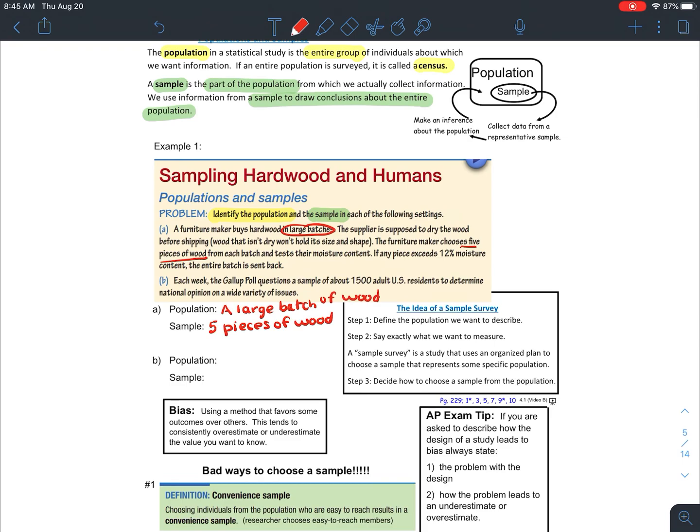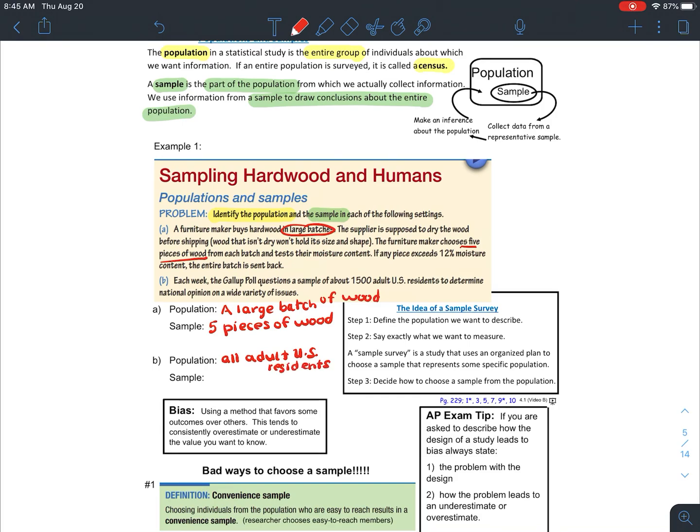Okay, reading on to the next example, it says each week the Gallup poll questions a sample of 1,500 adult U.S. residents to determine national opinion on a wide variety of issues. Okay, you see Gallup polls all the time in the news. Okay, the question is, what would be the population? Well, the population would be all adult U.S. residents.